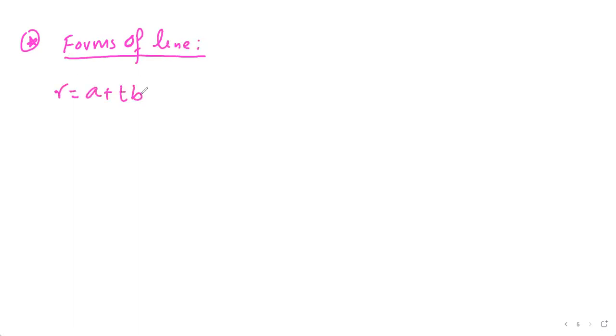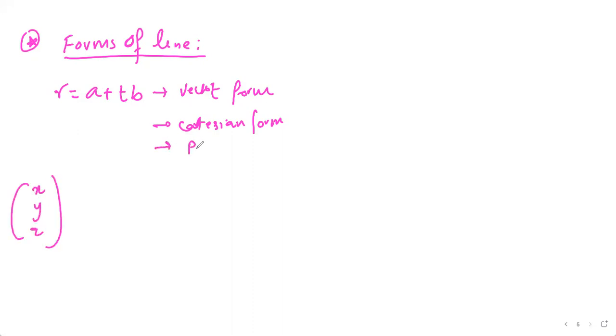All right, so now we're going to switch to the next part, which is different forms of a line. We studied one of the forms just now, which is r equals a plus tb, also referred to as the vector form. And next up we have something called the Cartesian form. Sorry, there is one more, which is the parametric form.